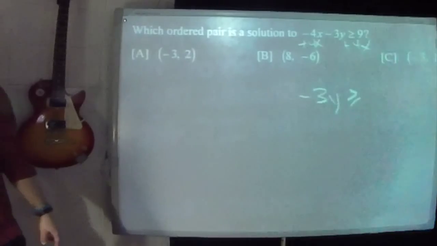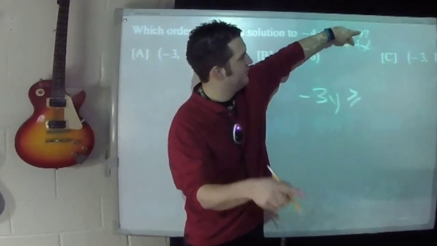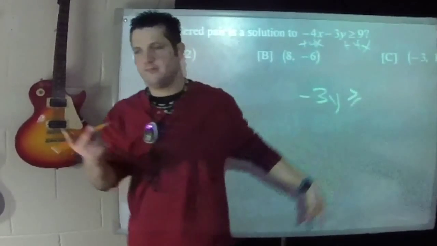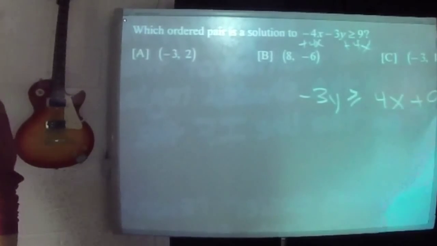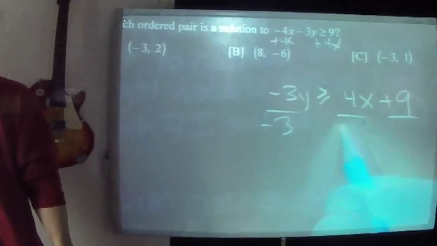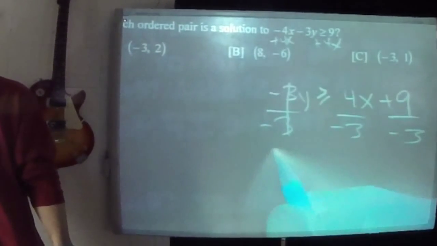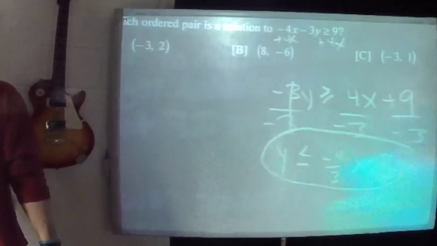Greater than or equal to. What happens here? The sign will flip. What happens with these two? 4x plus 9. They don't go together. We just got 4x plus 9. And what Keaton said is we will flip the sign because of this. Divide by negative 3, negative 3, negative 3. Y is now less than or equal to negative 4/3 x minus 3.